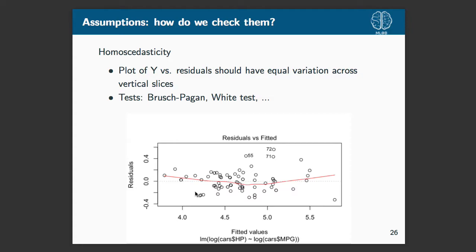And again, there are also formal statistical tests that you can do, such as the Breusch-Pagan test, a White test, and these are more rigorous tests that we can do to actually get p-values and make conclusions as best as we can about these assumptions.